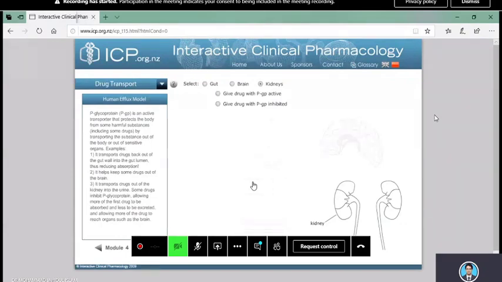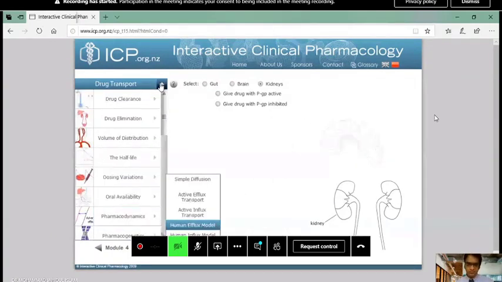For tubular reabsorption, what type of drug should be a candidate for tubular reabsorption? Lipid soluble. It should be lipid soluble. What type of drug does the body forcibly eliminate through the proximal convoluted tubule? Lipid soluble. Yes, correct.